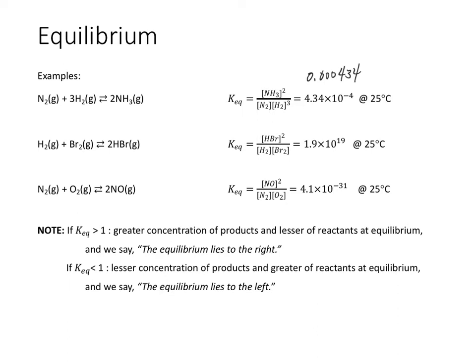On the other side, if KEQ is less than 1, like the first one or the last example that we looked at, then we have a lesser concentration of products and a greater concentration of reactants at equilibrium. And we say the equilibrium lies to the left. On the left side of the arrow are reactants. So in that case, the balance is far to the left. In our first case, if KEQ is 1, then our balance is to the right.